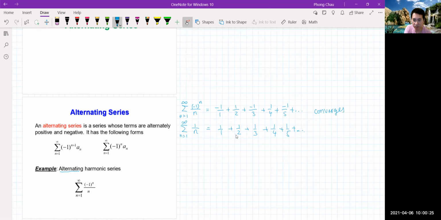The harmonic series down here diverges. But how do we know? All right, so here's a quick test to do.